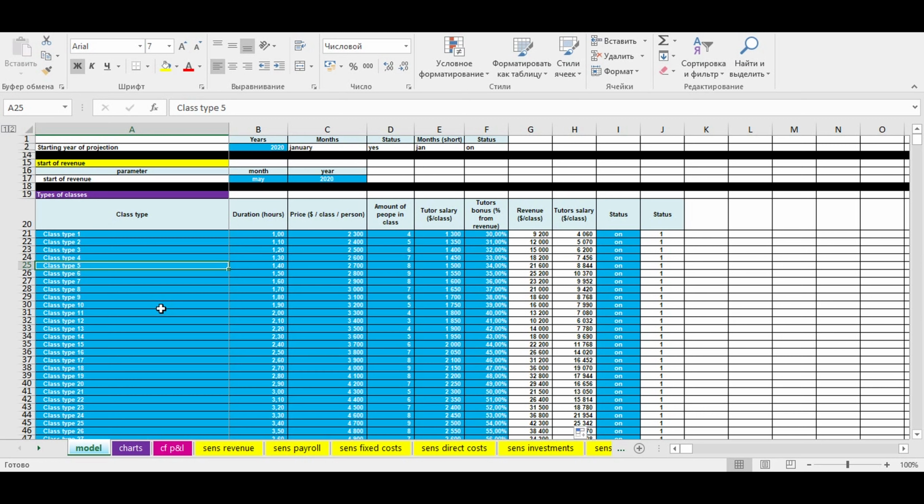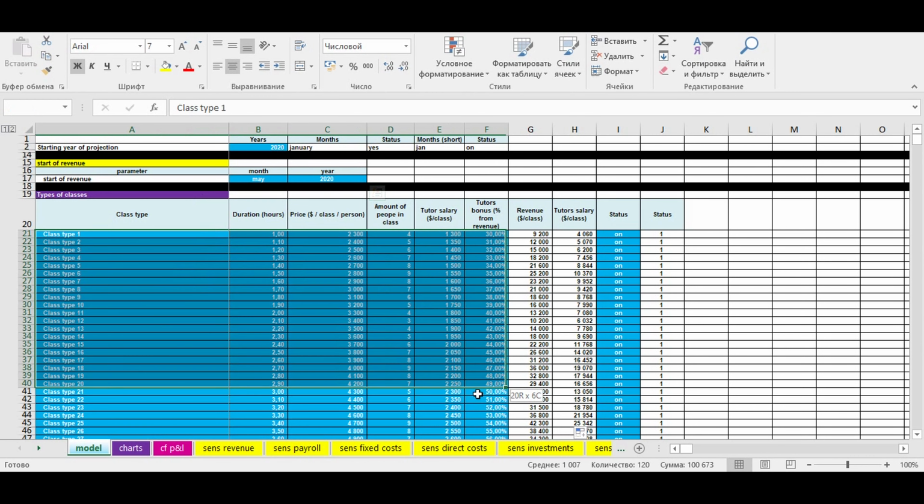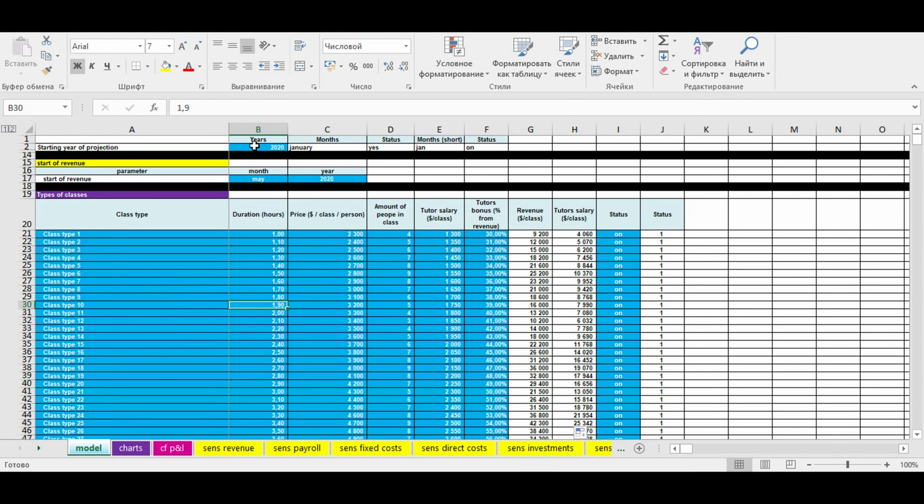So now, let's go through the model and I will show you what items you should pay attention to if you want to run this business. In our model, all inputs are colored in blue. Other cells are automatic. First of all, we enter the year when all our financial projections start. Then, we enter the year and month when our business gets the first revenue.